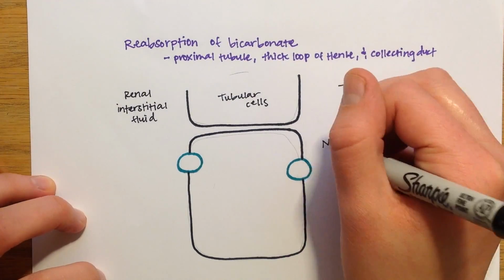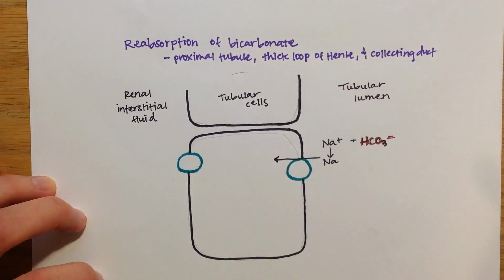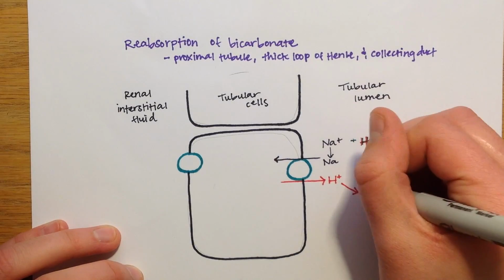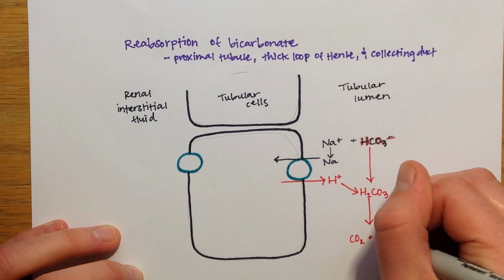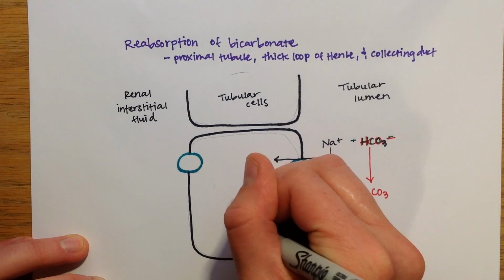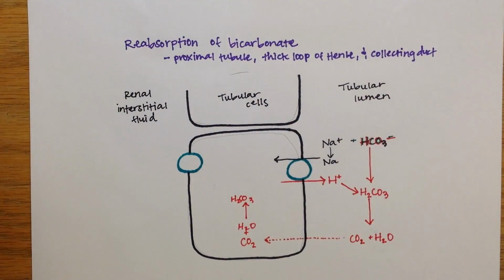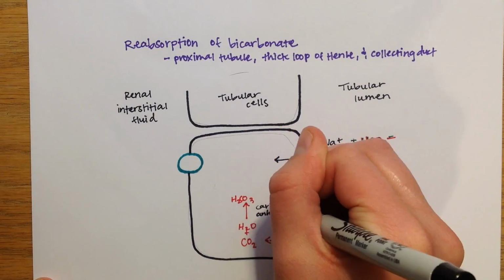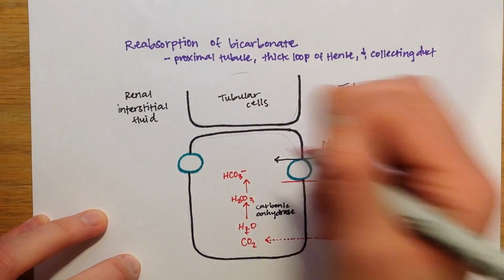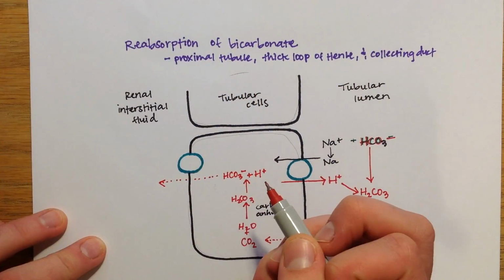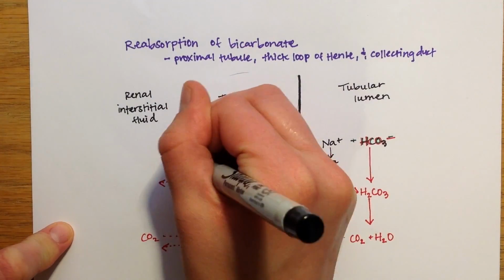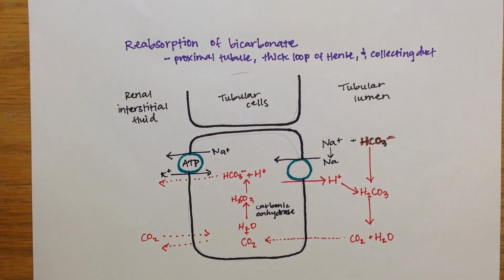So sodium and bicarbonate are present in the tubular lumen. Using a sodium-hydrogen antiporter, sodium enters the cell and hydrogen enters the lumen. Hydrogen and bicarbonate together form carbonic acid, which then can split into carbon dioxide and water. Carbon dioxide then uses simple diffusion to enter the cell. Carbonic anhydrase uses CO2 and H2O to again form carbonic acid, which can split into bicarbonate and hydrogen ion. The bicarbonate can then leave the cell by simple diffusion. And notice how one side of the cell is permeable to bicarbonate and the other is not.